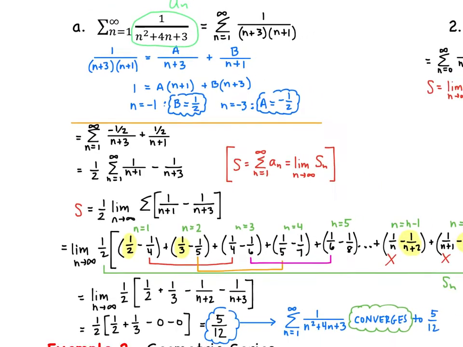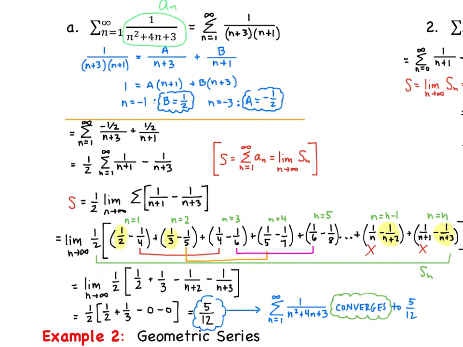What we're going to do is write out some of the terms. So we're going to work on this part here. We're going to take the limit as n approaches infinity. I could move this 1/2 out front here, which is what I'm going to do in the next step. And now we're just going to write out our series.